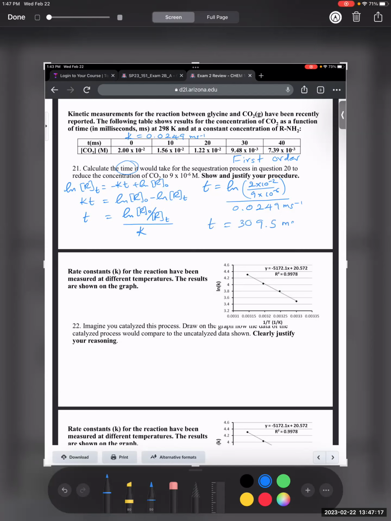309.5 milliseconds. Because it's per millisecond in the denominator, so it's going to go up as milliseconds. So therefore, this should be your answer. All right.